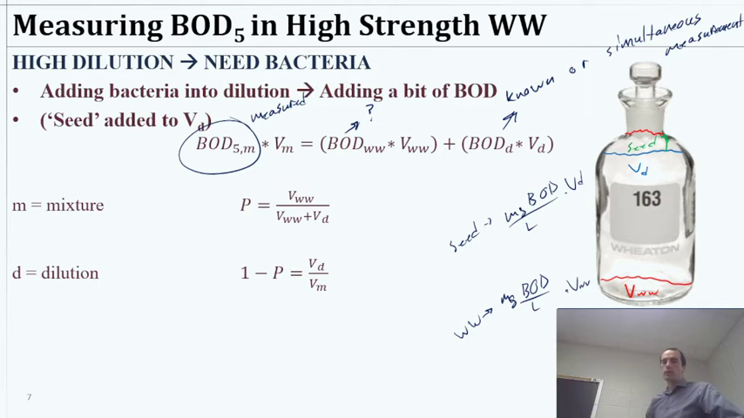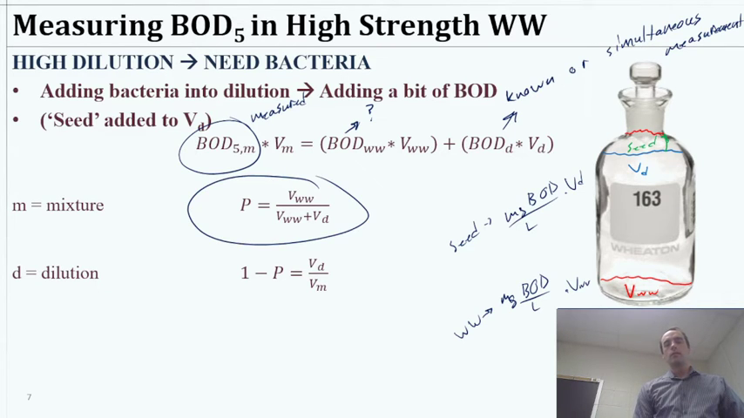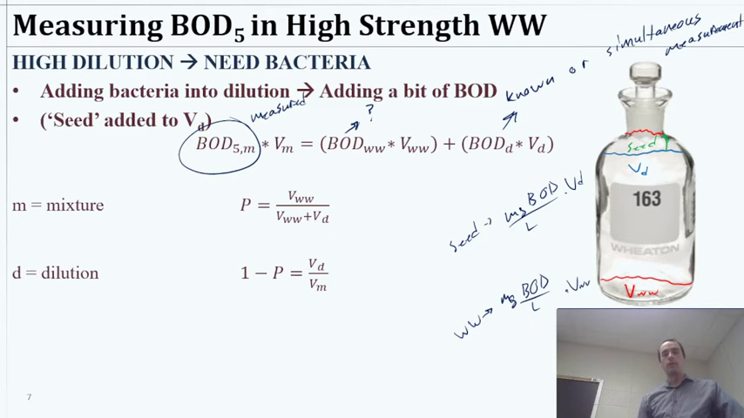And of course, we know the volumes that we put in each. So in this case, this equation is talking about BOD5M, that's the mixture. If M is the mixture, D is dilution. Really all we're saying is that P is the volume of the wastewater divided by the total volume. 1 minus P, by the way, is some algebra that we'll use when we solve for this. 1 minus P is going to be VD divided by VM.